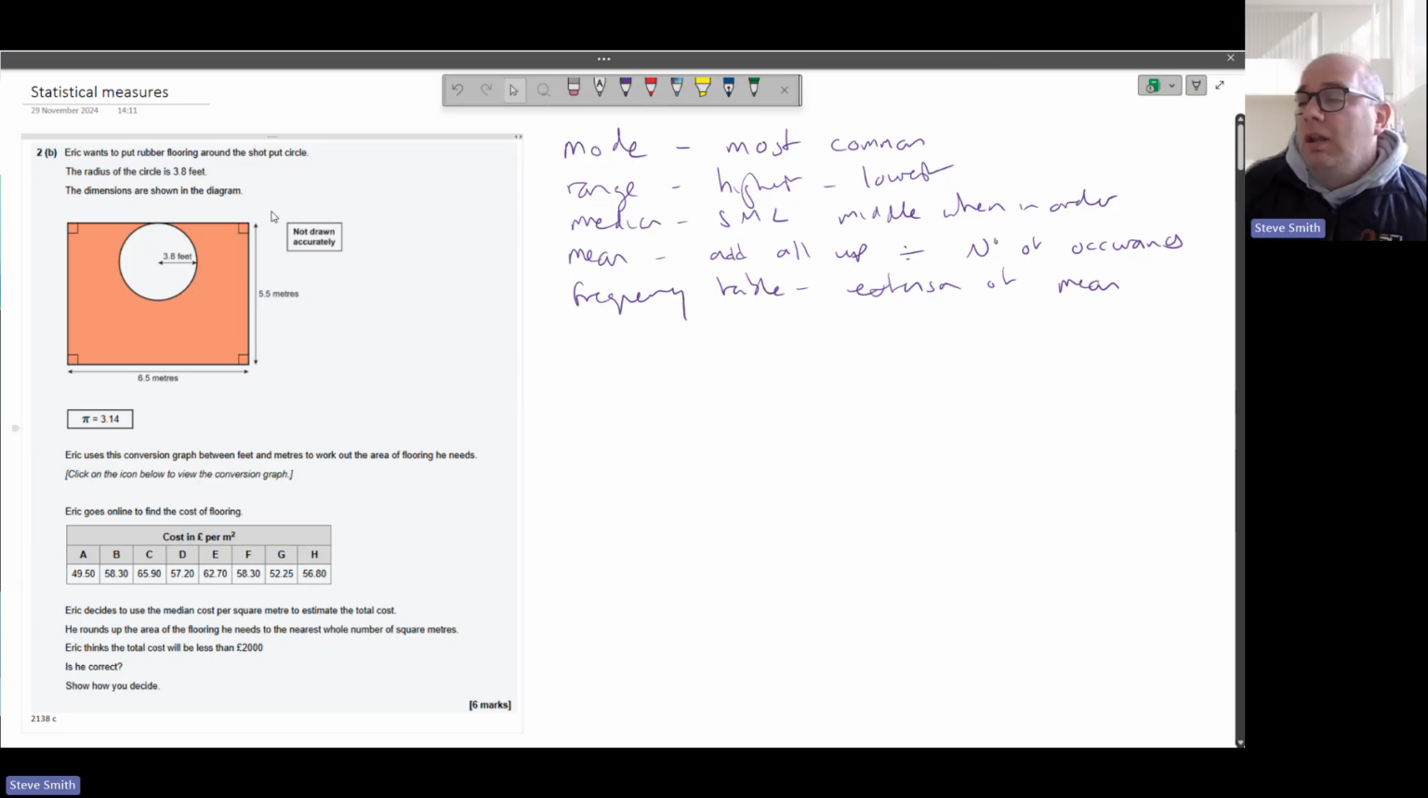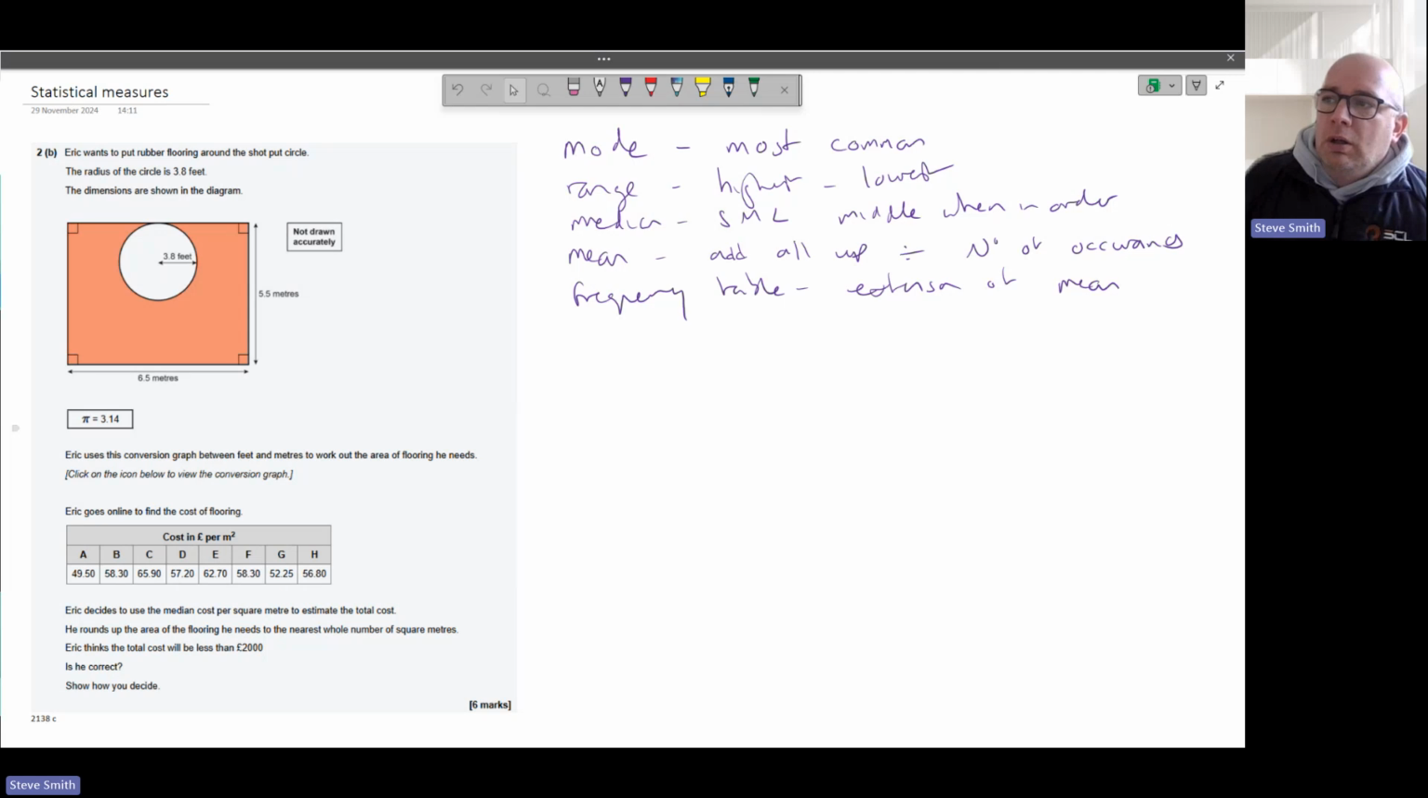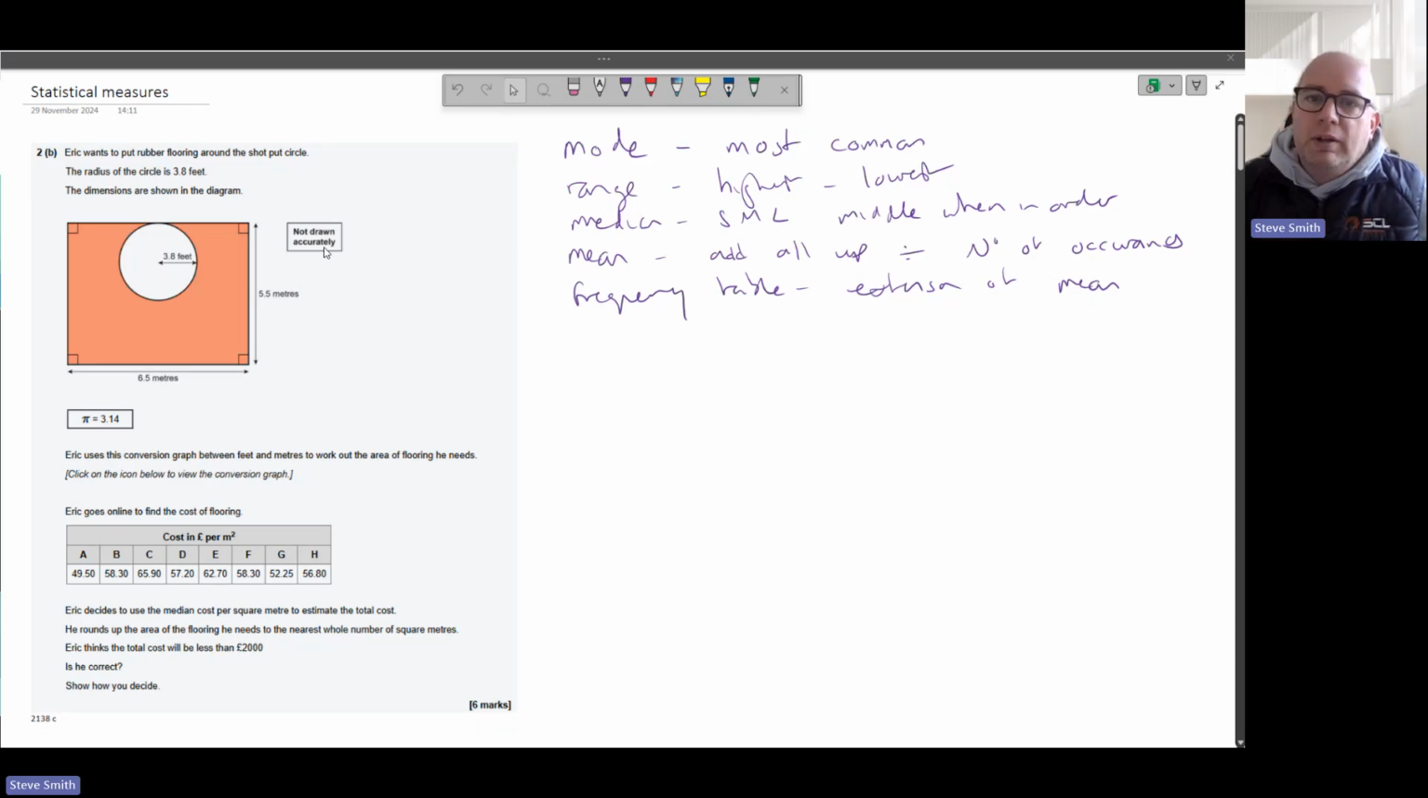So let's read a question and see what we're going to do. Eric wants to put rubber matting around the shot put circle. The radius of the circle is 3'8". The dimensions are shown in a diagram. So on the exam paper, you get an actual conversion table.